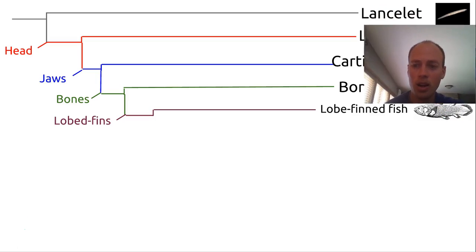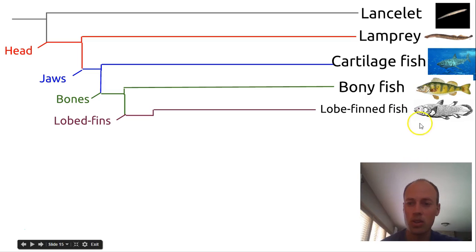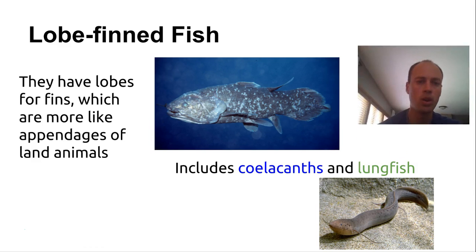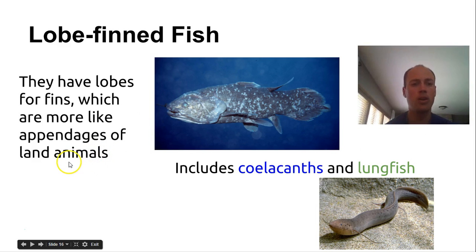Okay, from there, there are some different characteristics for a different class of animal, and these don't quite fit into the cartilaginous fish or the bony fish. These fish are called lobe-finned fish, which are not as various or as well known. However, they're the closest link between fish and amphibians that exist in the world. They have lobes for fins, which are more like appendages of land animals.